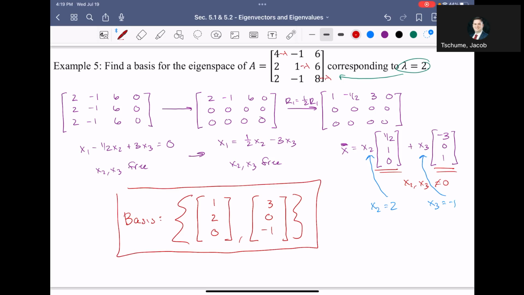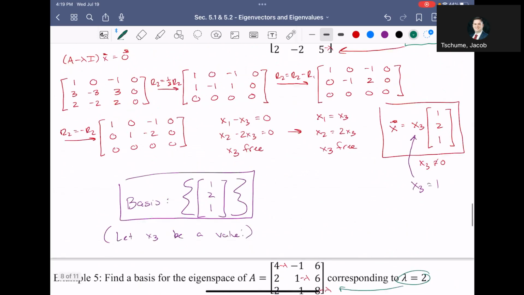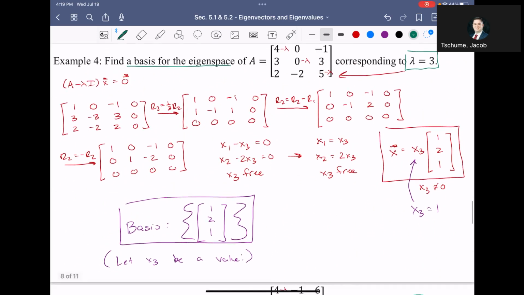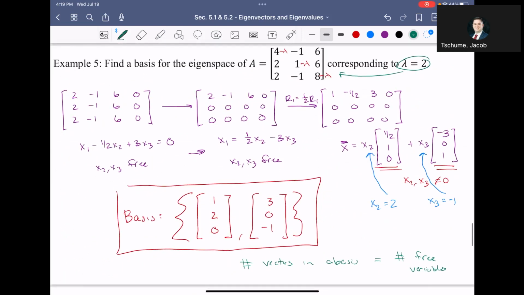So you may be starting to see a pattern here. The number of vectors in a basis should equal the number of free variables. If you go back to the previous problem that we did, we only found one free variable with this lambda, so we only had one vector in our basis. In this one, since we had two free variables, there ended up being two vectors in our basis. And that's true for every problem that you'll do when you have to find a basis of an eigenspace.